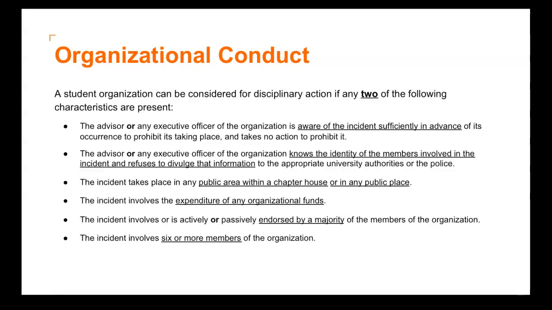The criteria for classifying a possible policy violation as organization activity are the following. The advisor or any executive officer of the organization is aware of the incident sufficiently in advance of its occurrence to prohibit its taking place and takes no action to prohibit it. The advisor or any executive officer of the organization knows the identity of the members involved in the incident and refuses to divulge that information to the appropriate university authorities or the police.